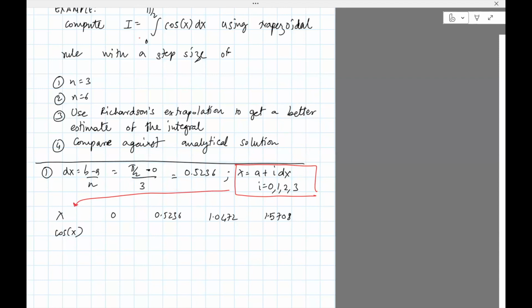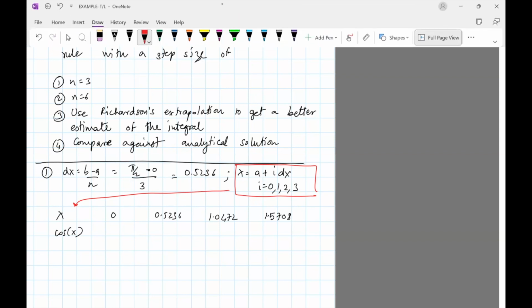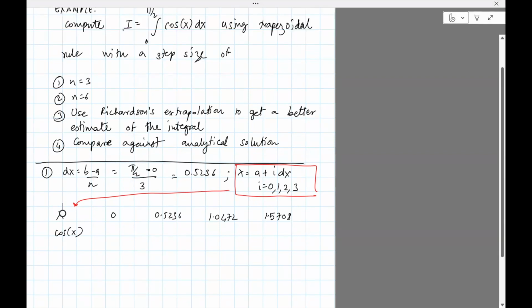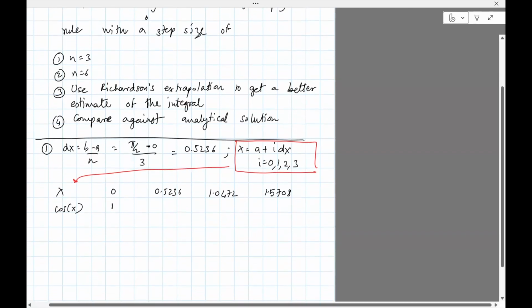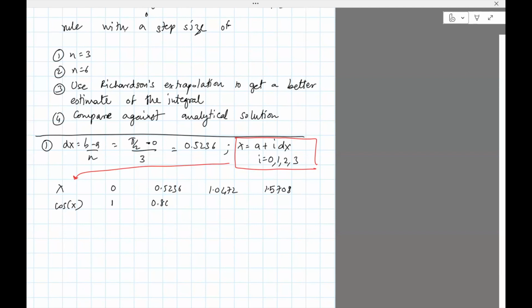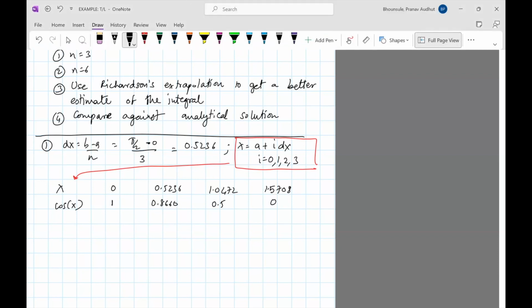Over here, to compute this, 0.52361, I just went i equals 0, 1, 2, 3 in that formula. Now, once you have x, you can compute cosine x using your calculator. That'll be 1. Right? So let's put that in a table.